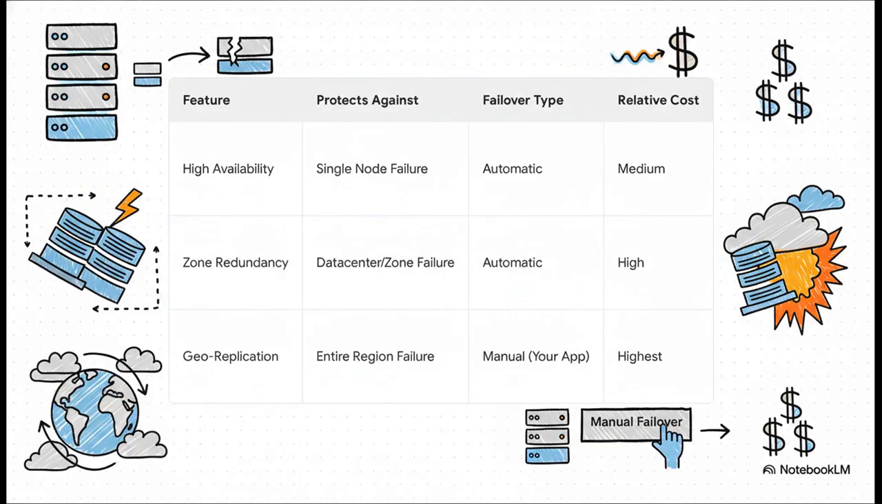Your baseline should be high availability. It protects you from a single node failure, the failover is automatic, and the cost is reasonable. Then you can step up to zone redundancy. This protects you from a whole data center failing. The failover is still automatic, but it costs a bit more. And then at the very top, you have geo-replication. This protects you from an entire region going down, but the failover is manual. It's your app's job, and it has the highest cost.